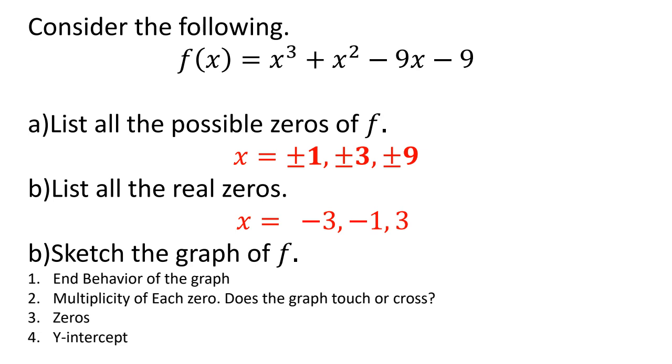So to sketch the graph, remember you have to know the end behavior. Does it rise to the left, fall to the right? Does it rise on both sides? What does it do? The multiplicity of the 0, which is going to tell us if the graph is going to touch or cross at that 0. And then, of course, we need the zeros, which are right here. And then the last one is the y-intercept.